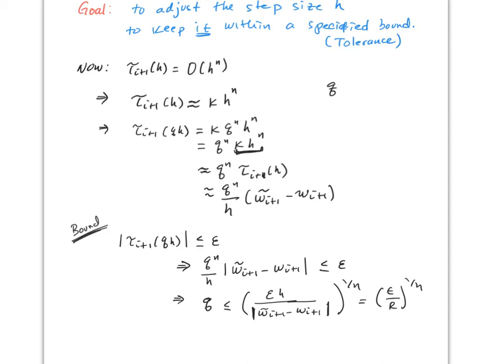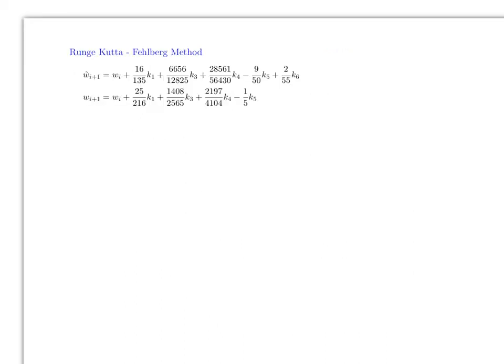All right, on the next page, we're going to look at a specific example of this. Remember, we need to have two methods, one of order n and the other one of order n plus 1, in order for this to work. All right, let's look at the Runge-Kutta-Fehlberg method. This is one of the most popular error controlling techniques.